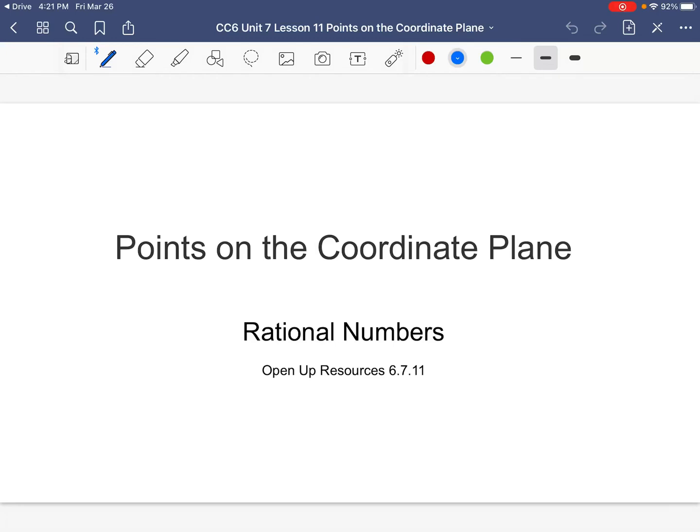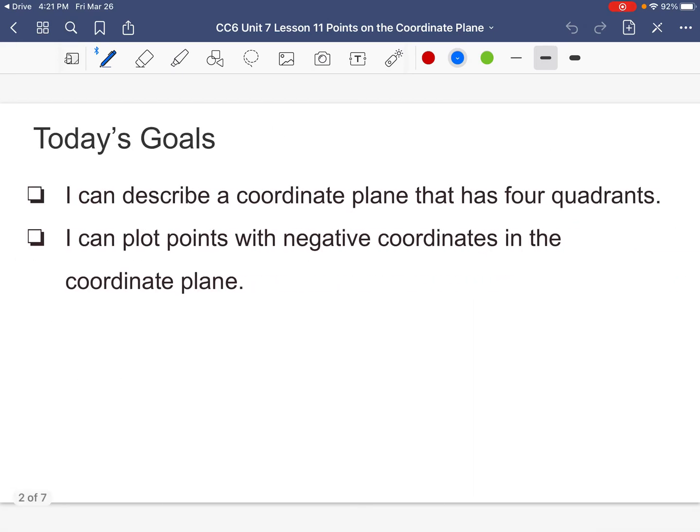Welcome to today's lesson, which is about points on the coordinate plane. The goals of today's lesson are that you can describe a coordinate plane that has 4 quadrants and that you can plot points with negative coordinates in the coordinate plane.